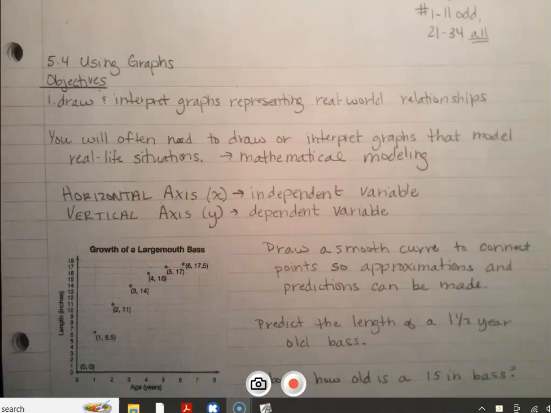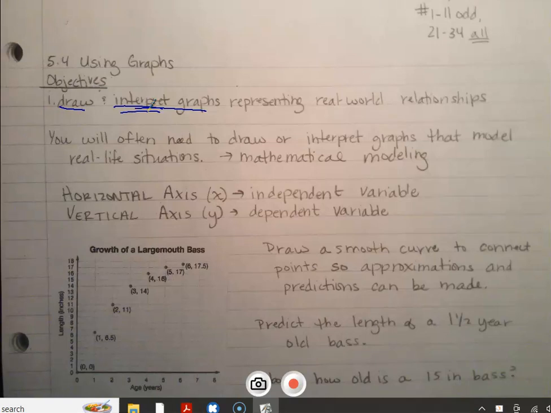Okay, for Algebra 1, we are doing section 5.4, using graphs. All right, so our objectives today are, one, we're going to draw and interpret graphs, more on the interpreting side. Actually, we're going to draw some graphs that represent real world relationships. You're going to do more of the drawing in homework, pardon me.